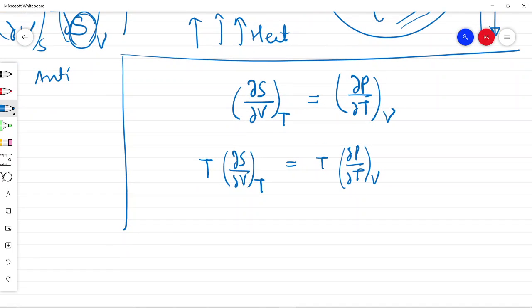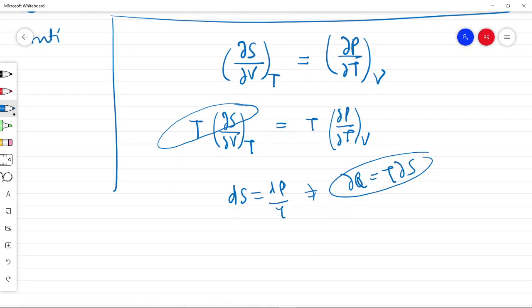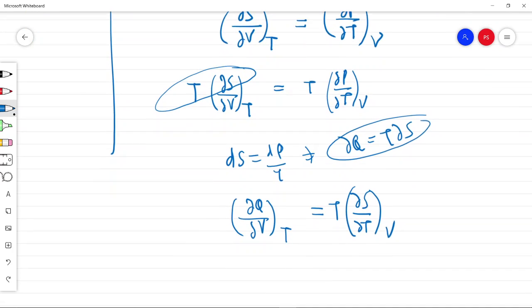Now we note that dS is dQ by T. This means dQ is TdS, right? So this can be used here, and we write ∂Q/∂V at constant temperature equal to T into ∂S/∂V at constant volume.